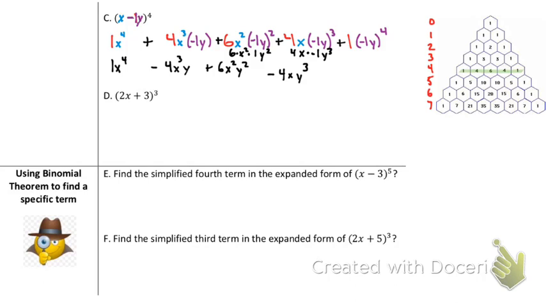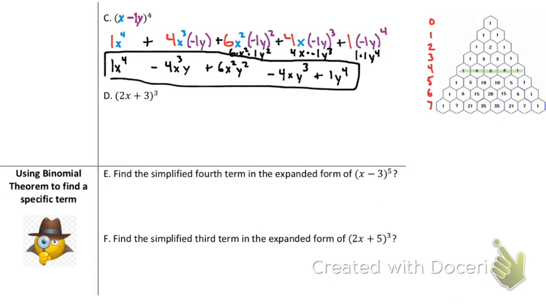Okay, and then last but not least, we go negative 1 to the fourth. That gives me positive 1 y to the fourth times 1. Do this math. 1 times 1 y to the fourth. That's going to give me plus 1 y to the fourth. And we now have our final answer here. Okay, so keep in mind, this is my answer.